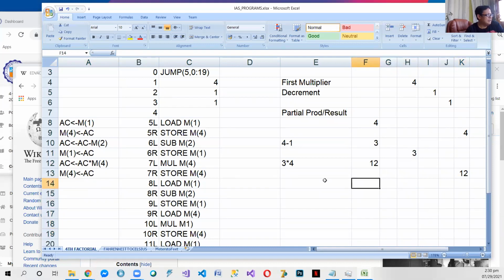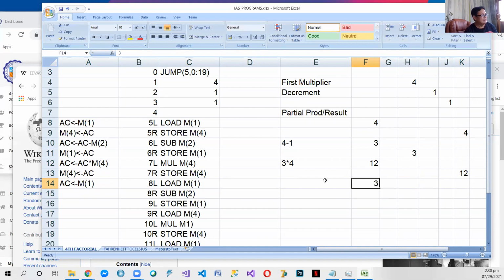Load M1. Kasi I have covered a lot during the earlier session this morning. 3 times 4 store M4, that's right. Load M1. What do you mean by load M1? Anybody? Ito, load M1, AC receives M1. We'll just copy it. AC receives M1. What's M1? It's 3. It's clear, no? 3 ito. So AC becomes 3.